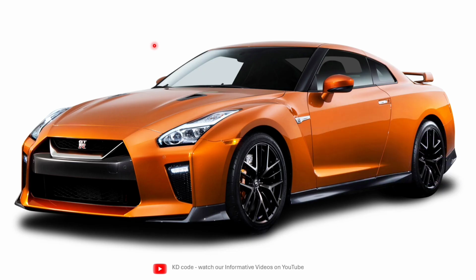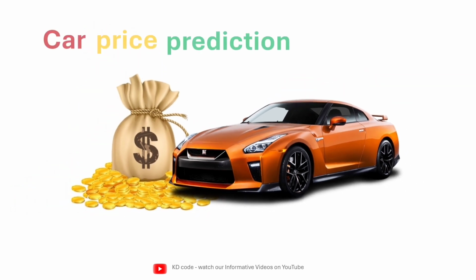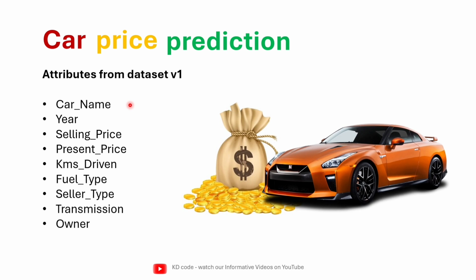I'm back with another interesting project video, that is car price prediction. In this video, we will discuss about predicting the car price using different features, right? So let's see the attributes of the dataset we have taken here, right, guys? First, we have to see the dataset. So here are the attributes we took from dataset version 1. There are 4 other versions for this dataset also, but we will discuss about version 1 and we will create a model using this dataset version 1. For the rest of the versions, we will make a separate video, so stay tuned.